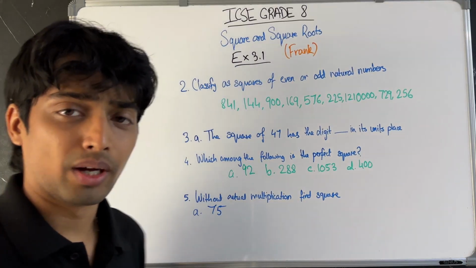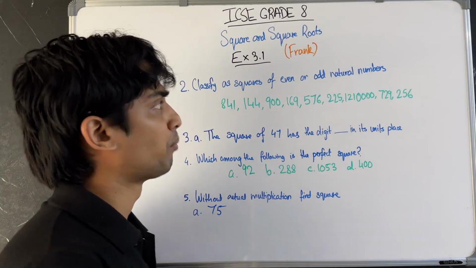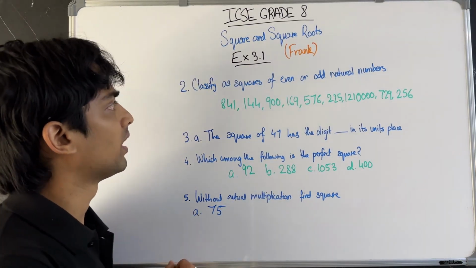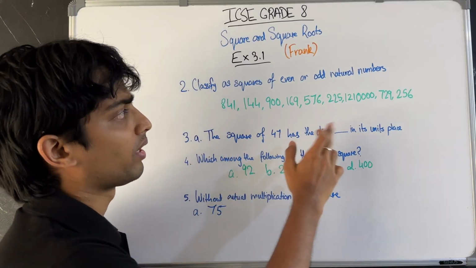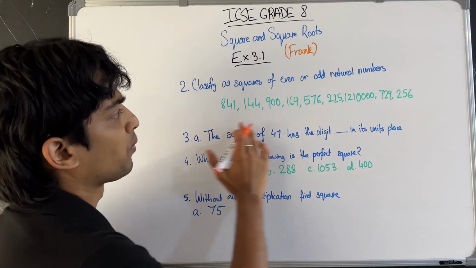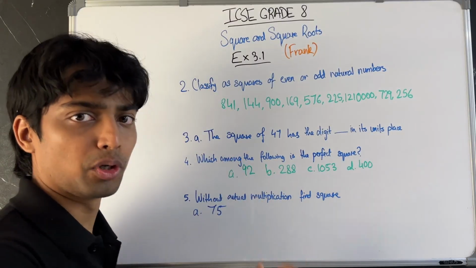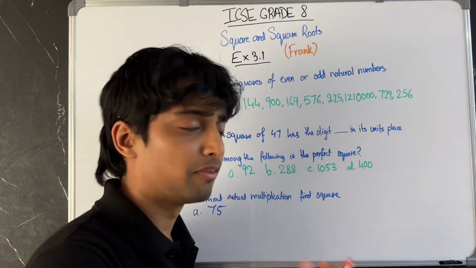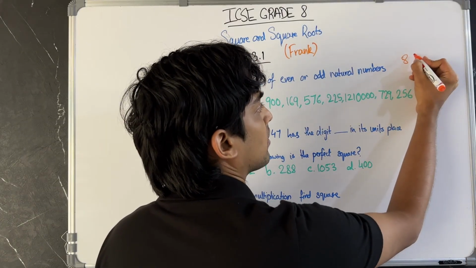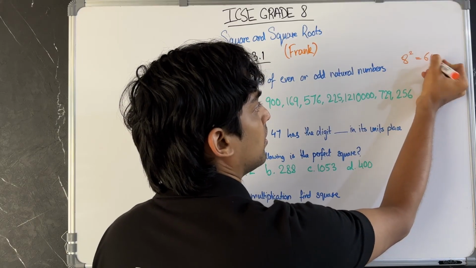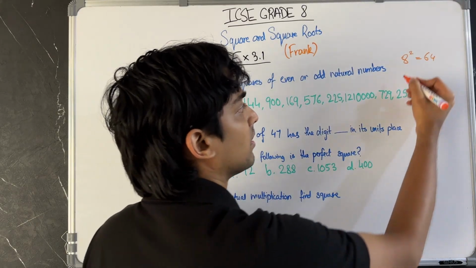Hello guys, we are going to solve all the major sums from exercise 3.1. Second one we have: classify squares of even or odd natural numbers. These are all square numbers. We have to check whether they are the square of an even number or an odd number. Let's take any even number, let's say 8. The square of 8 is 64. And let's take an odd number, let's say 3.